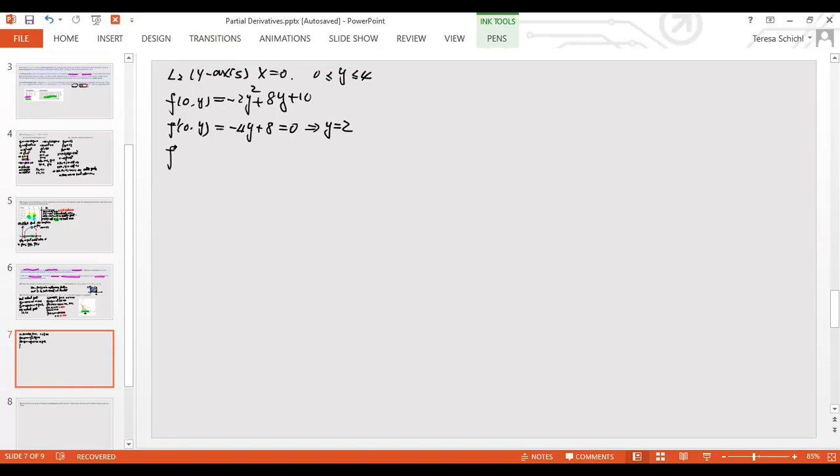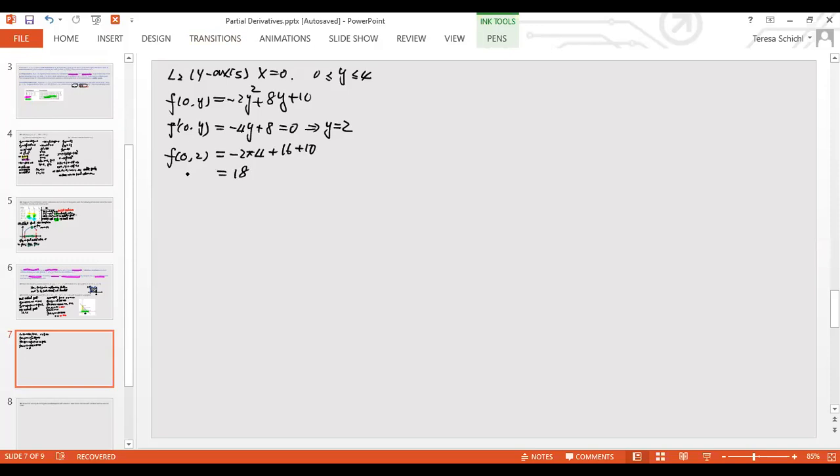Okay, now let's plug in to see what the largest value is. So y equal to 2, so 0, 2, I plug back into my function. This is negative 8 plus 16 plus 10, so it's 18. Let me make sure we did it right: y equal to 2, so this is negative 2 times 4 plus 16 plus 10. So this one is 18.